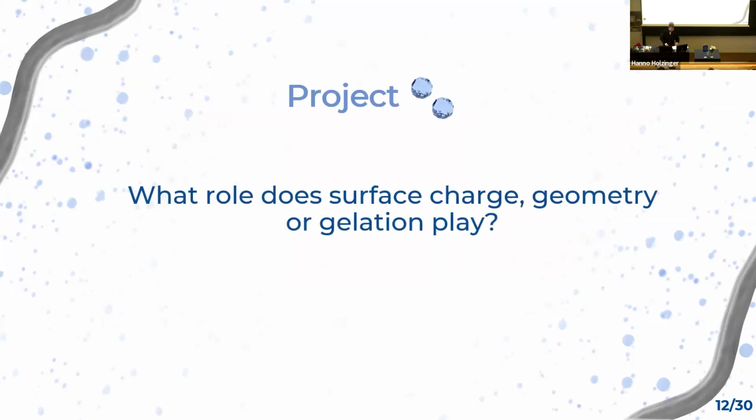So after this first study brought up more questions and answers, actually, we set out to find what role surface charge, geometry, or gelation play in hindering the water diffusion or affecting it in CNF dispersions, with the general question being, what is the strongest factor influencing water mobility here?